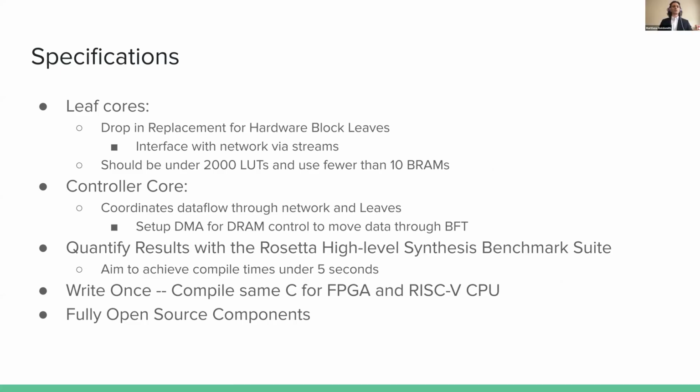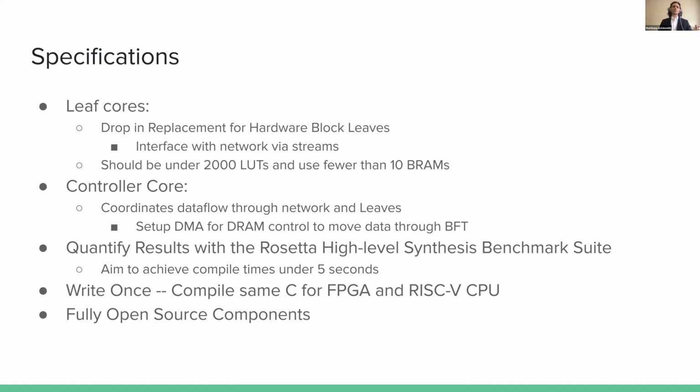Some specifications that we were under when making this project are that the leaf cores need to be a drop-in replacement for the hardware block leaves and need to be able to interface with a network via streams. Additionally, they should be under 2000 LUTs and use fewer than 10 BRAMs in order to fit within our design. The controller core needs to be able to coordinate data flow through the network and leaves and be able to set up direct memory access for DRAM control to move data through the BFT.